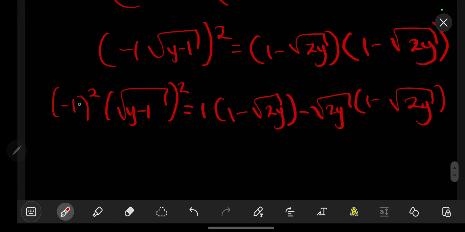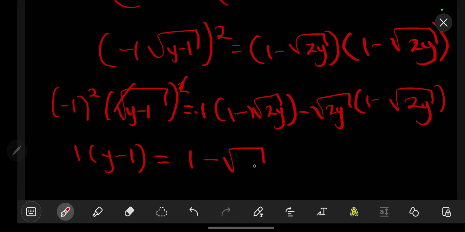Then multiply, so negative 1 squared is positive 1, then this and this cancel, so we are going to have a y minus 1, like that, should be equal to 1 by 1 is 1, 1 by this, we will multiply whatever is outside, so 1 by this is 1, won't change anything, so it will be the square root of 2y. Then we have this times 1, it's still minus the square root of 2y.